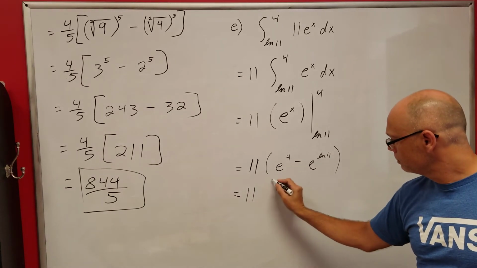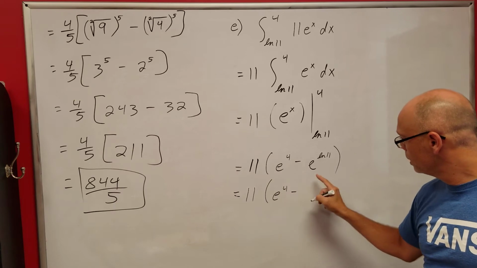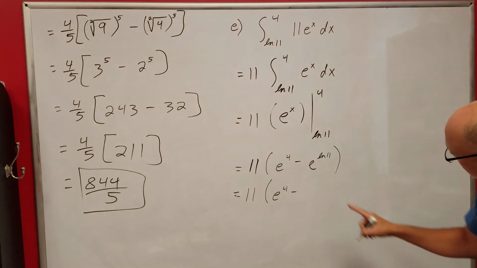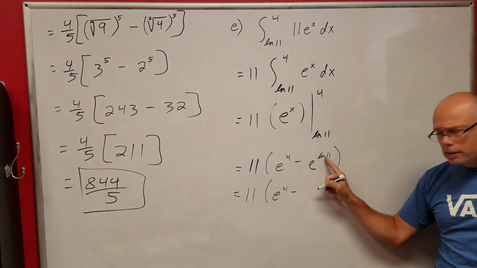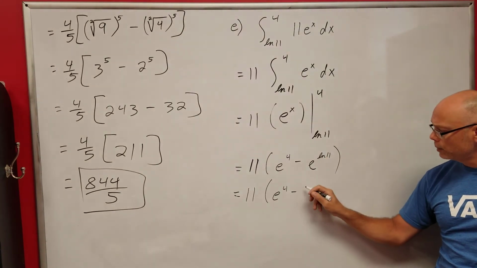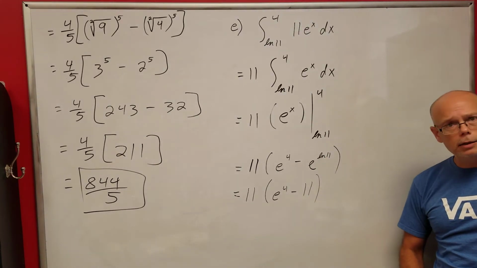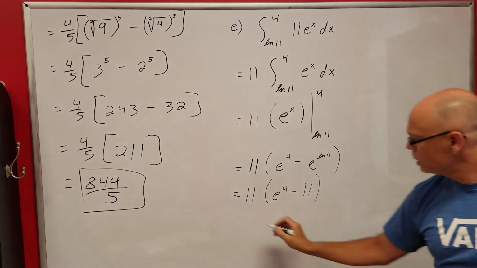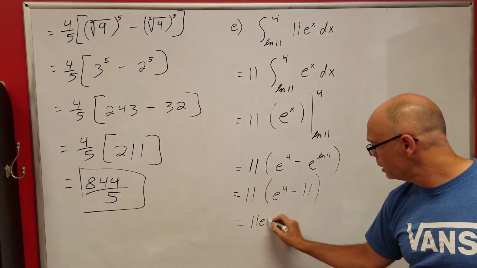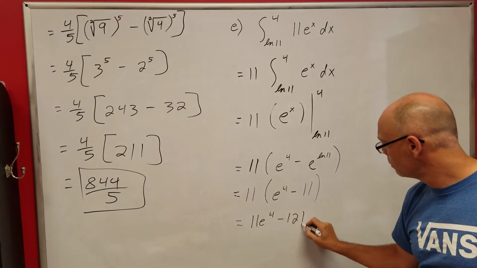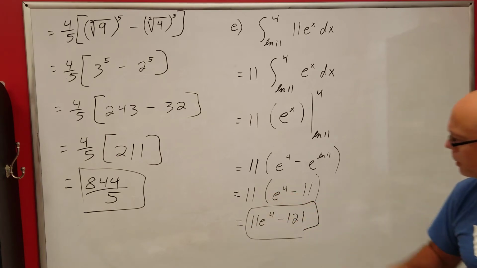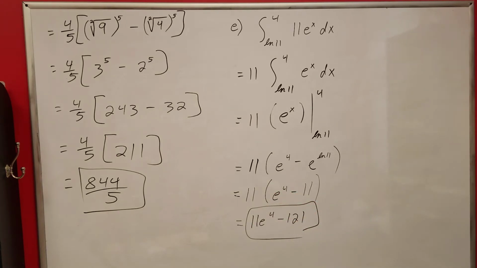So that's 11 times e to the 4th minus, what happens here? What if this base e matches that base up here? Then I can drop everything except the 11, right? And if I distribute the 11, I get 11 e to the 4th minus 121. I guess you could leave the answer above it. It doesn't matter. If you like it in factor form, that's fine.